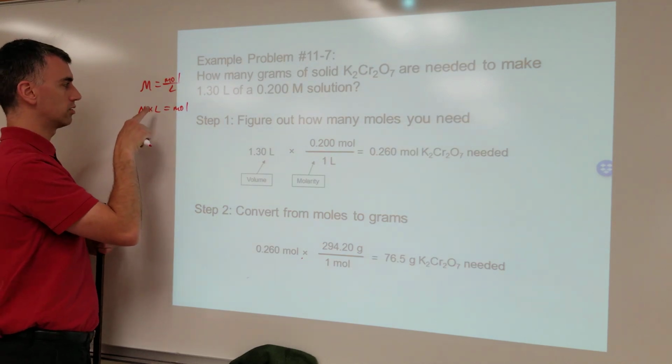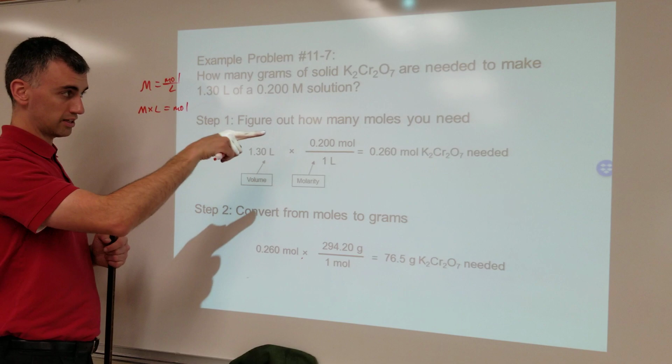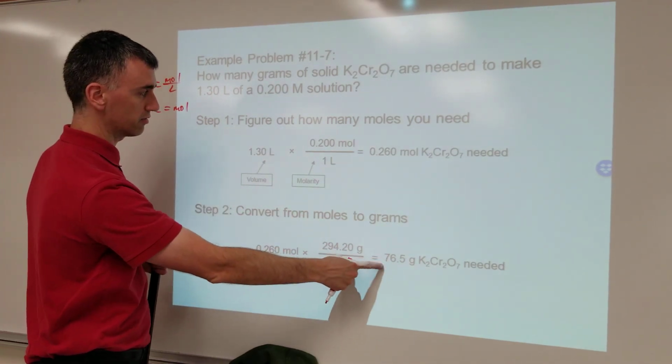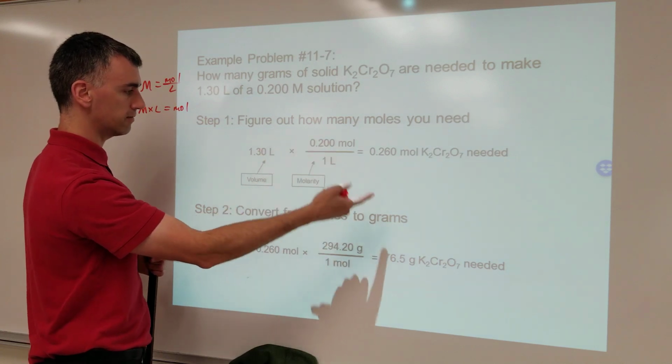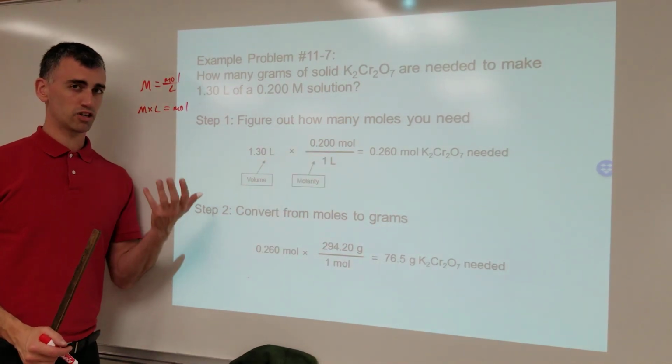So it's just 0.200 times 1.30. So that's the number of moles, and then once you have the number of moles, you can convert using the molar mass to the number of grams. Notice 3 sig figs, 3 sig figs, 3 sig figs. Okay, a pattern should be emerging.